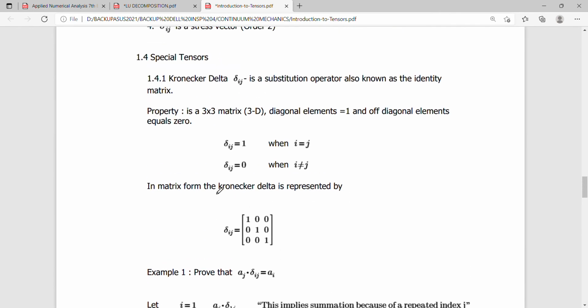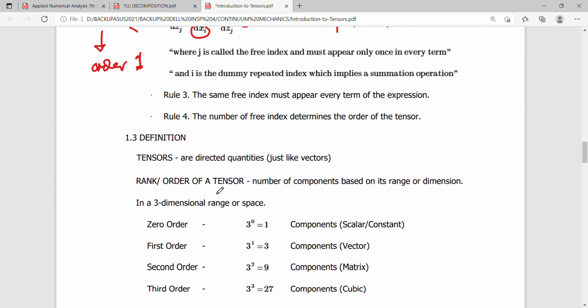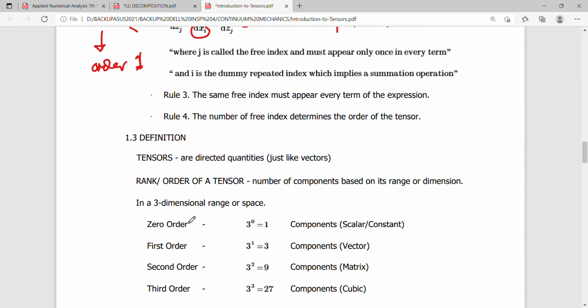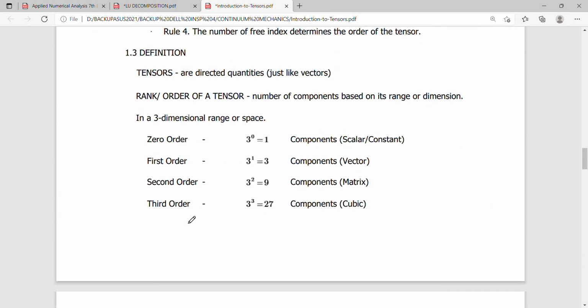So I think I can stop at this point. We will continue some definitions and some more rules and samples of tensors on the next video.